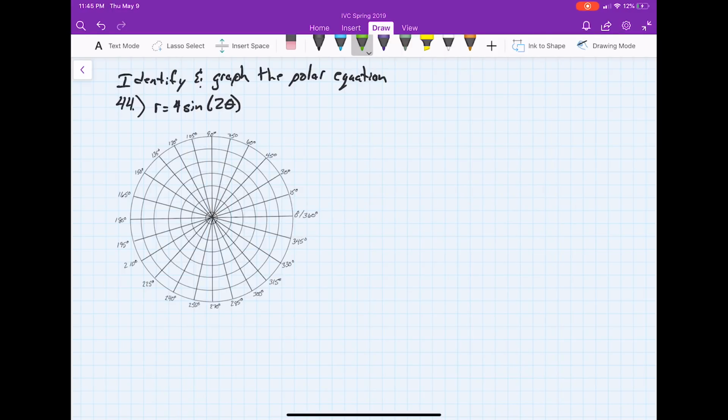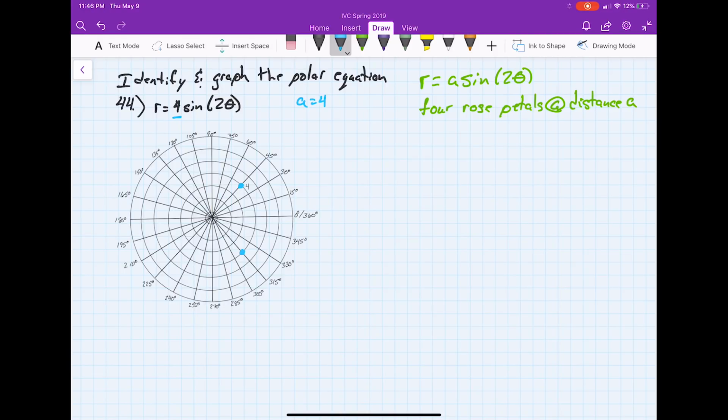And our last one, number 44, is identify and graph the polar equation. Now, if you recall, r is equal to a sine 2 theta. This is going to produce a 4-petal rose at distance of a. So our a in this case is 4. So we're going to have these loops, 4 of them, one in each quadrant, that goes out to distance of 4. And as I remember, they're going to be uniform away from each other, so they're going to be on the 45-degree axes.